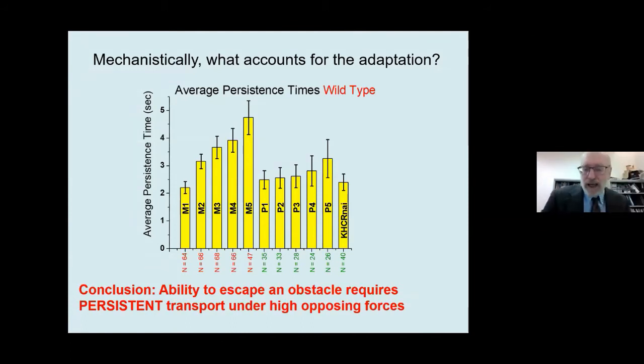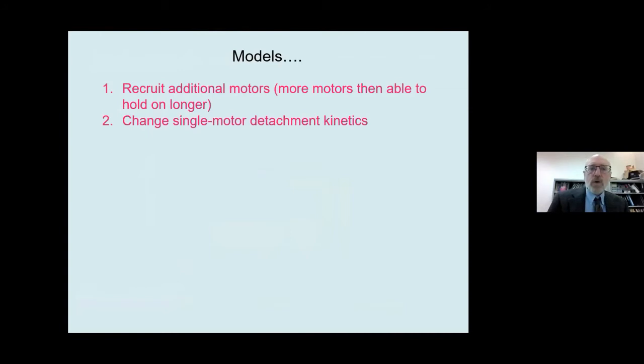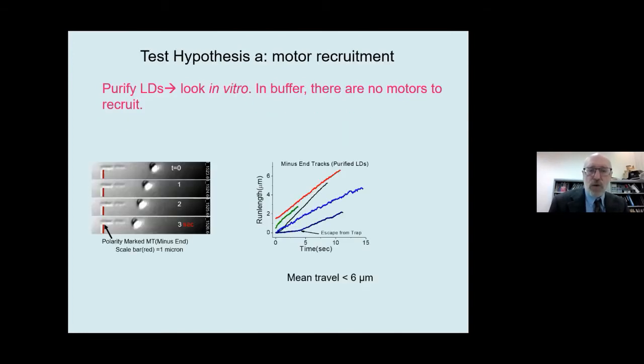And so you might wonder, how is it achieving that? We considered a couple of models. One would be a model where you're recruiting additional motors, and those more motors are then able to hold on longer, exert more force, and help you escape. The other, of course, is that you could change single molecule properties of individual motors and not change the number of motors. To differentiate between these two, we looked at what was going on in vitro. So we purified lipid droplets from the cells, and we got them to move in vitro.